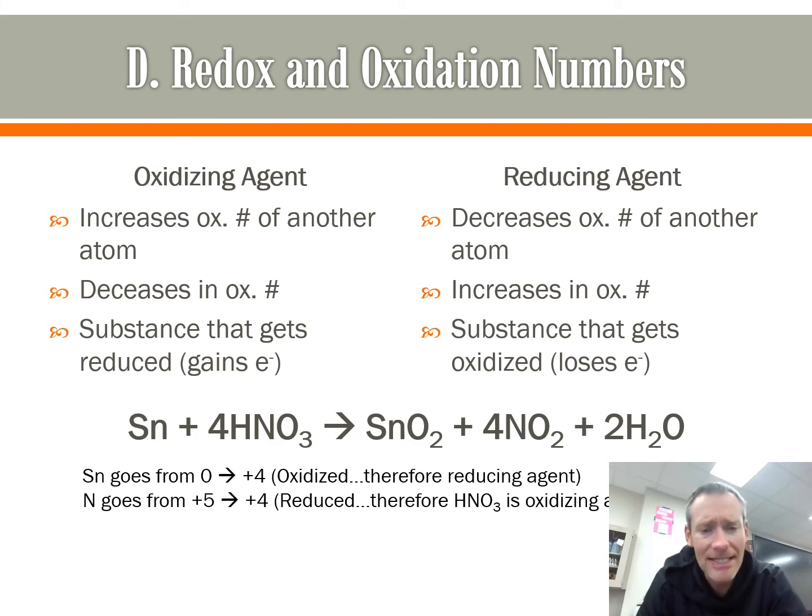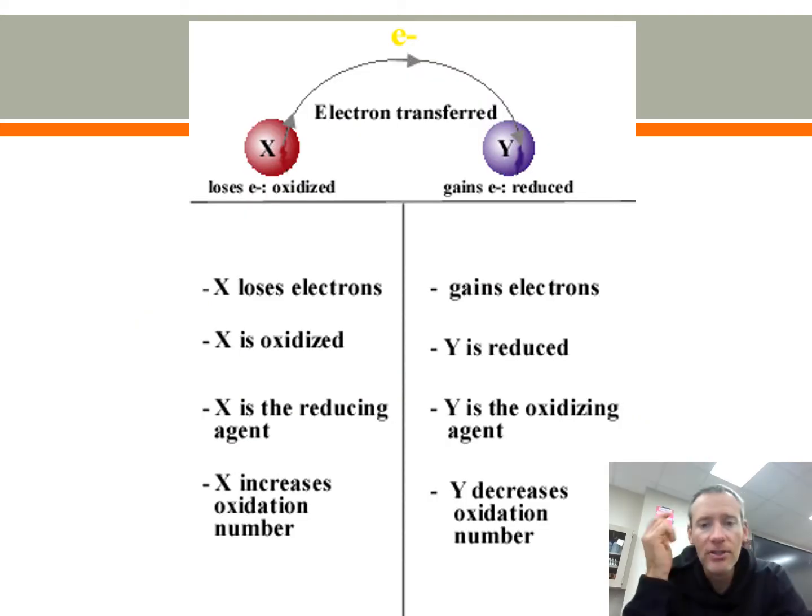Now the agent isn't the atom, it's the actual compound it's coming from. So for example, in this one with nitric acid, HNO3, yes, nitrogen is being reduced, but the oxidizing agent is HNO3, nitric acid. Just remember that if you're being oxidized, you are losing electrons, you are the reducing agent, and the oxidation number is increasing. If you're being reduced, you're gaining electrons, you are the oxidizing agent, and therefore your oxidation number is being reduced.